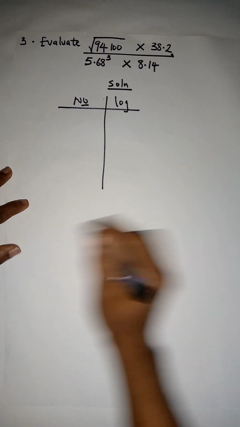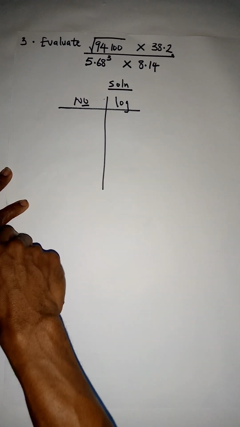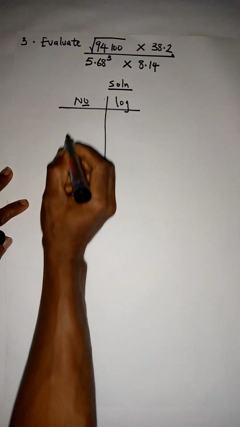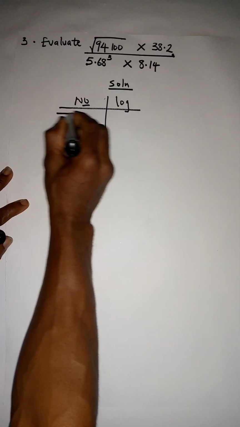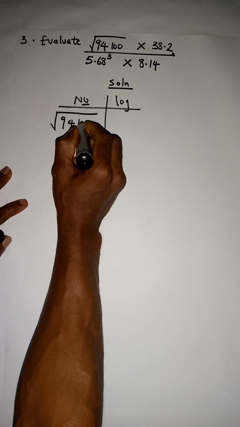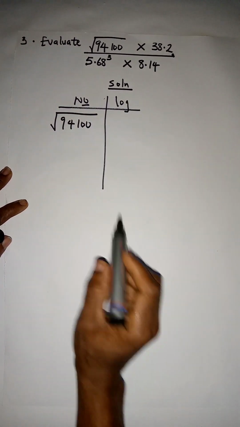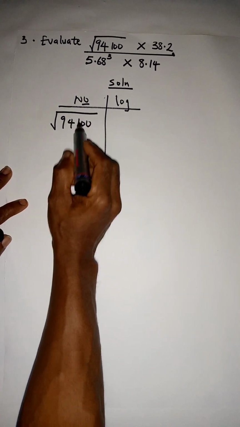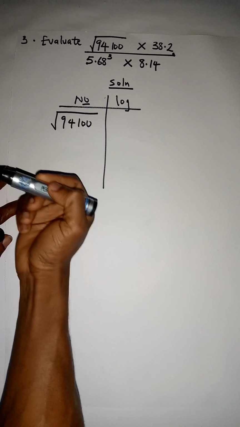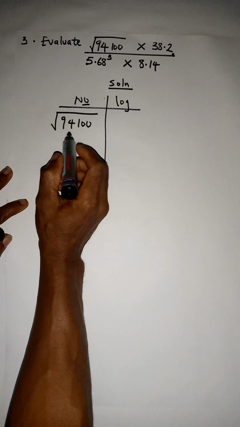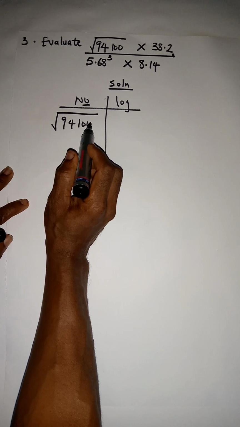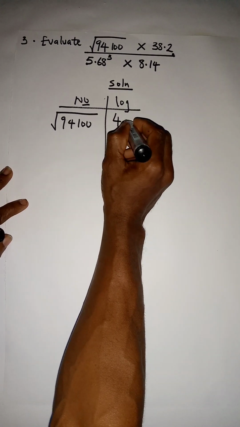What we do next is we pick the first number. Remember, we have the square root of 94100. Firstly I will get the logarithm of the number and divide it by 2, because square root means divide by 2. How many digits do I have? 1 2 3 4 5. So 5 minus 1, we have 4 points.